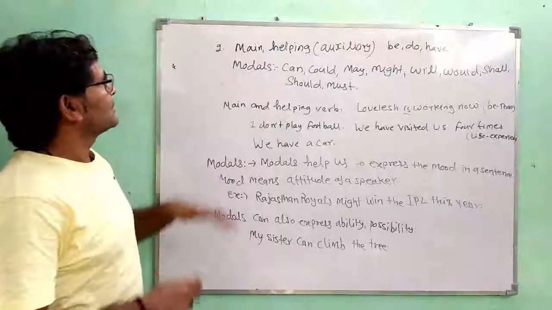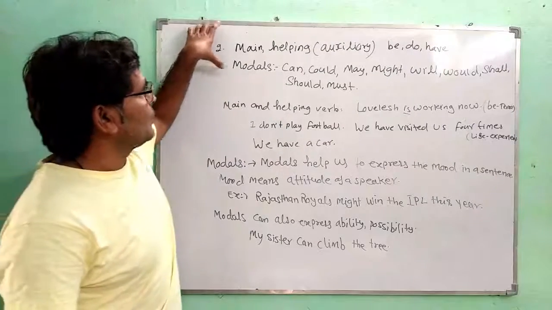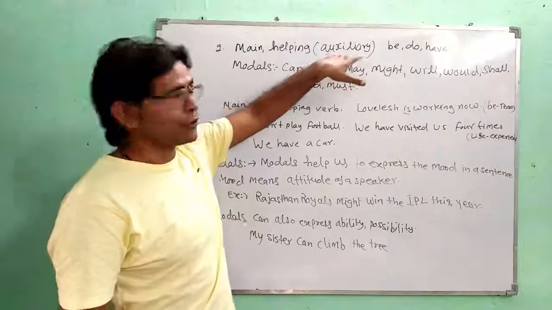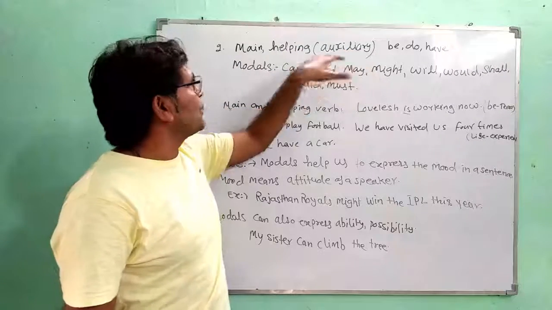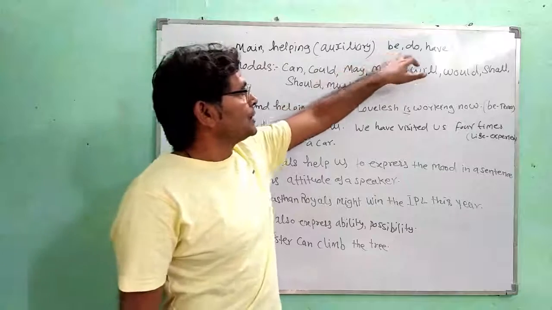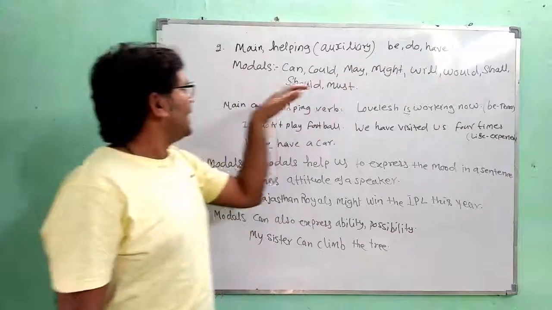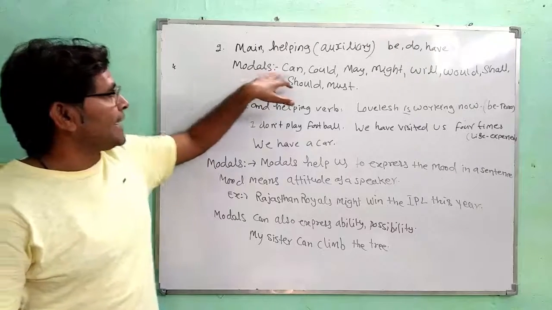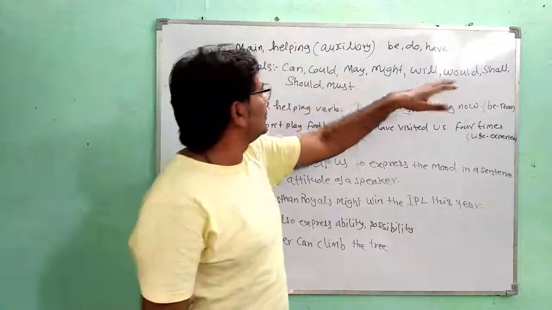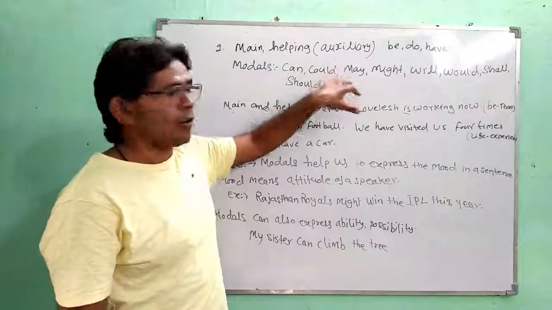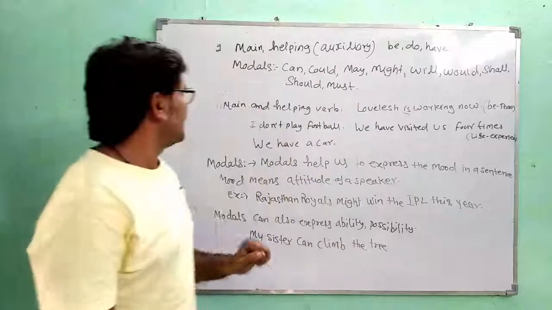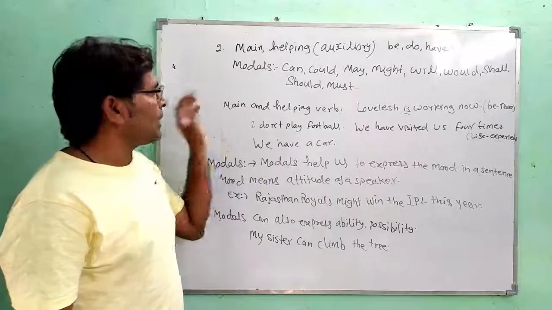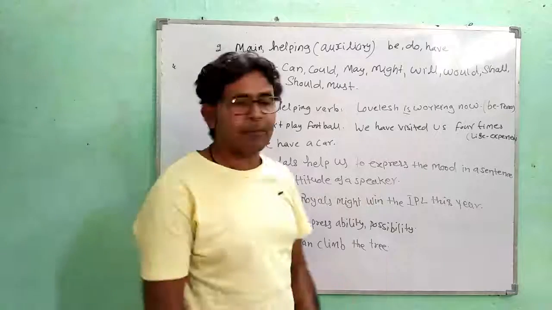So the second one is main verb and helping verb. Helping verb is also called auxiliary verb, and the most important helping verbs are be, do, and have. And we will learn about modal verbs. Modals are like can, could, may, might, will, would, shall, should, and must. These are all the modal verbs. So let's talk about main and helping verbs. What are main and helping verbs?